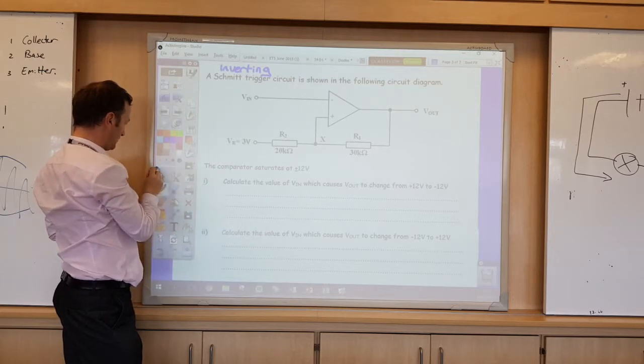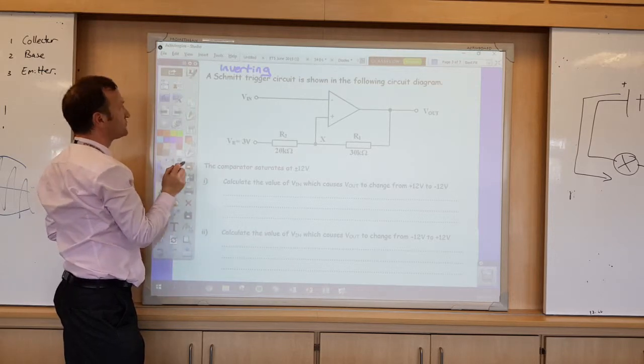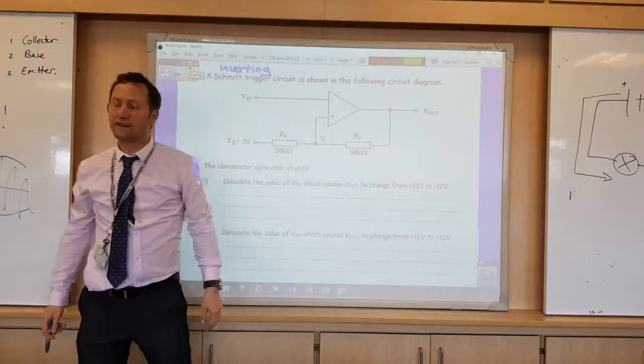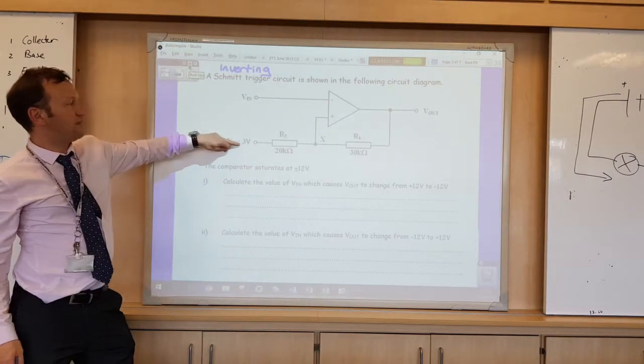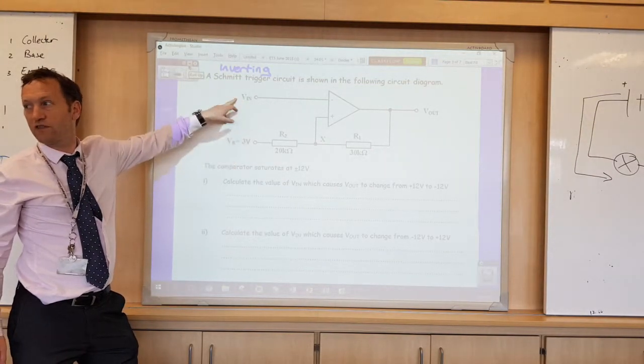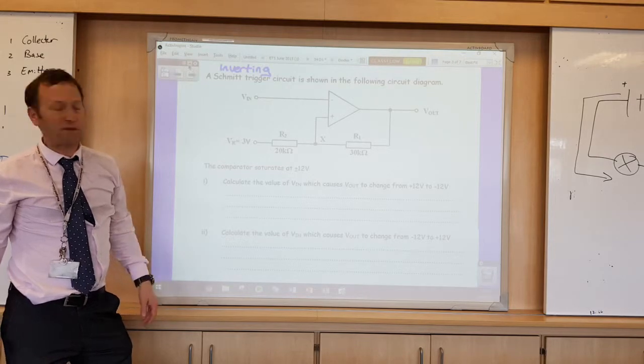Joe, does it depend what V in goes into? Yeah. So here, V in goes into inverting. If it was in the bottom one, V in would be here and the V ref would be up there, and you just swap them over, the circuit's the same. So that's why it gets a bit confusing.